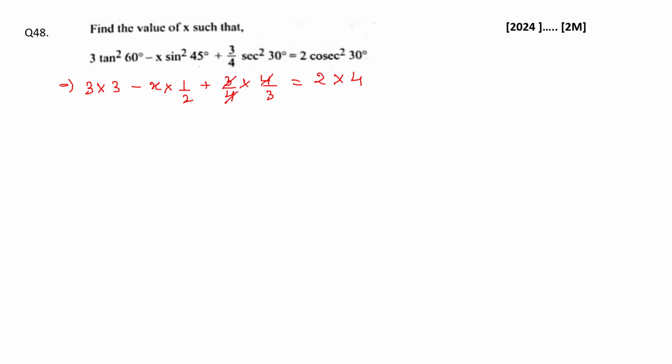So let's solve it. 3 into 3 is 9. 9 minus x by 2 plus 1 equal to 8. So 10 minus 8 is equal to x by 2. 10 minus 8 is 2. So the value of x will be 2 into 2, which is equal to 4.